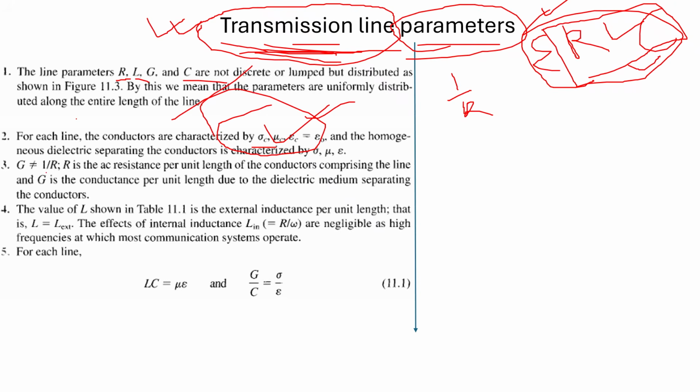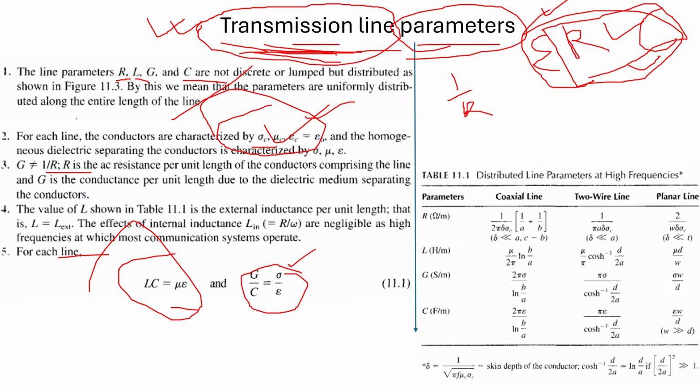So G is equal to 1 by R, and the value of L, and for each line LC is equal to mu into epsilon. And also G by C is equal to sigma by epsilon. What is this? We will look into that.